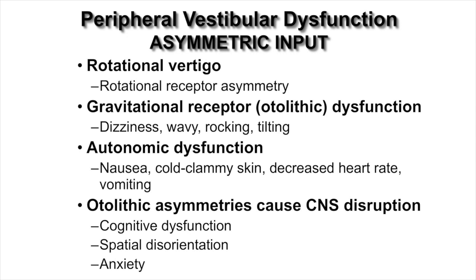This can lead to activation of the autonomic nervous system. Experiencing nausea is common, but patients can also experience cold, clammy skin, decreased heart rate, and even vomiting in more severe asymmetries. Particularly with otolithic asymmetries, the gravity receptors, the brain can be disrupted, producing cognitive dysfunction, spatial disorientation, and anxiety.